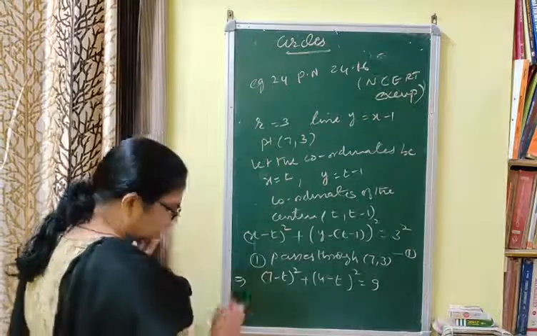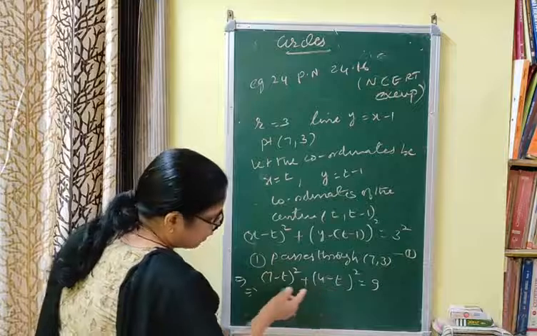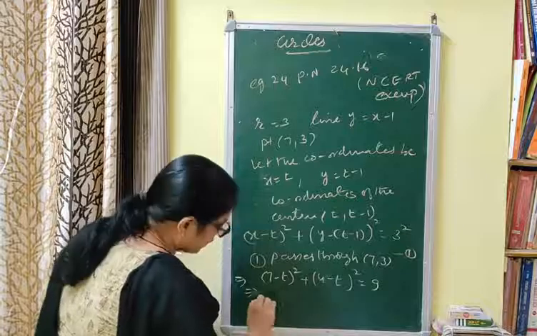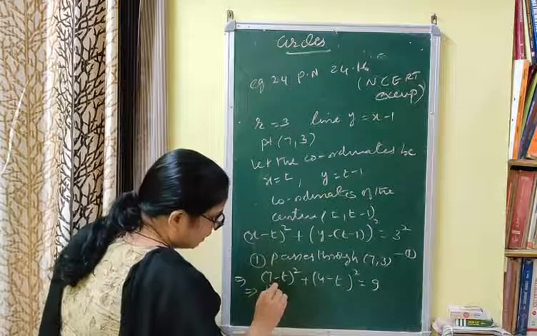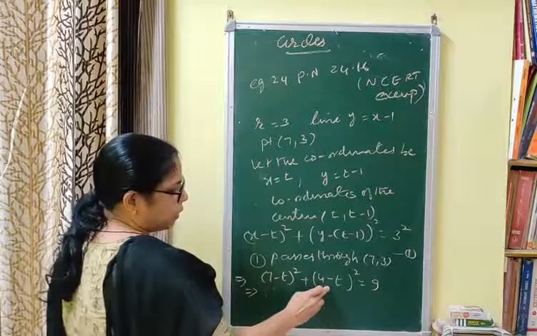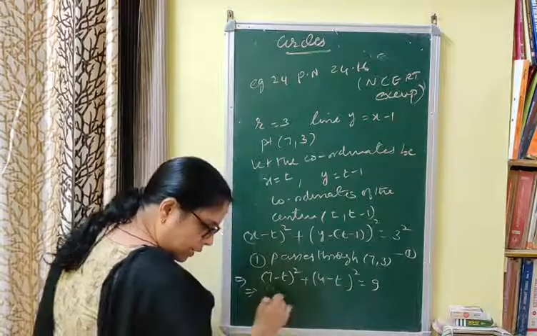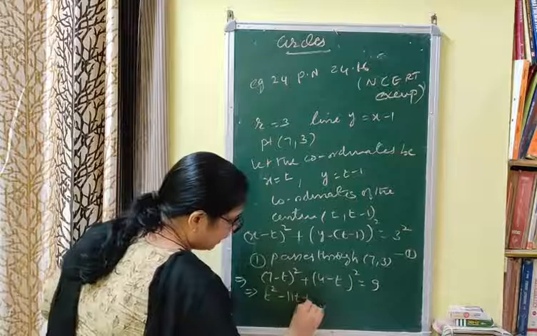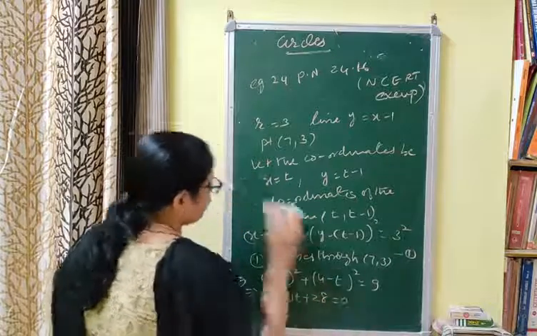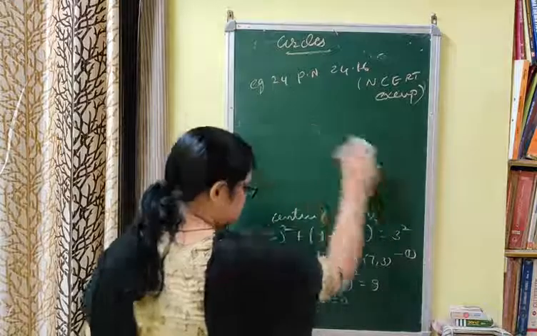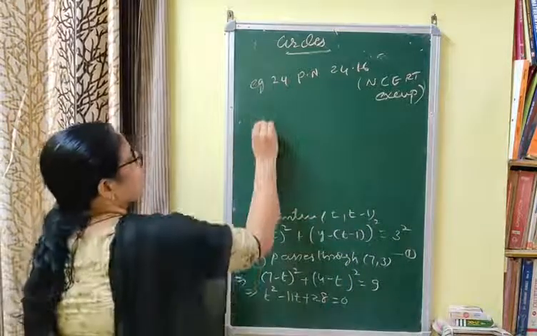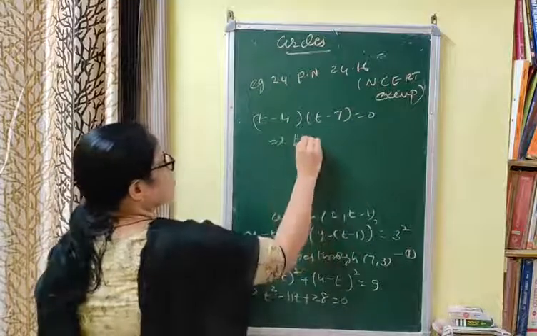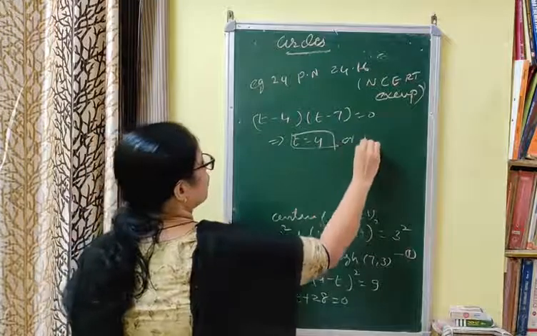Now how can we solve it? If you solve the left side, I am not going to show all the steps, and transfer 9 to the left side, you will get a quadratic equation in t. That is, (7 minus t) whole square plus (4 minus t) whole square equal to 9, when solved, gives a quadratic equation in t. This step you have to do by yourself: t square minus 11t plus 28 is equal to 0. You can do this since you are in class 11. By splitting the middle term you will get (t minus 4)(t minus 7) is equal to 0, which implies t is equal to 4 or t is equal to 7.